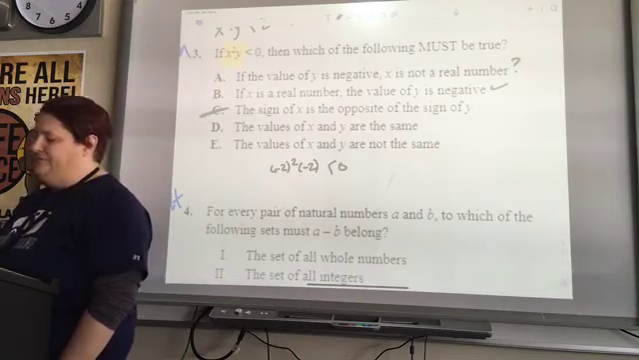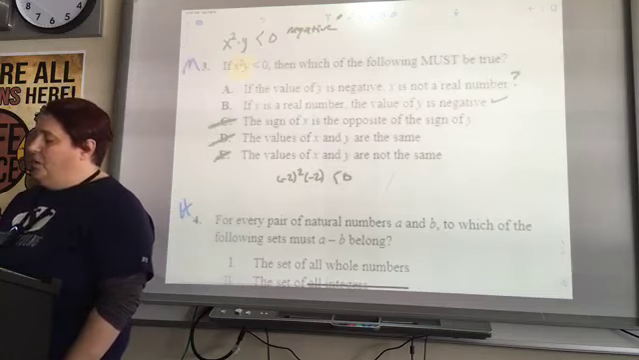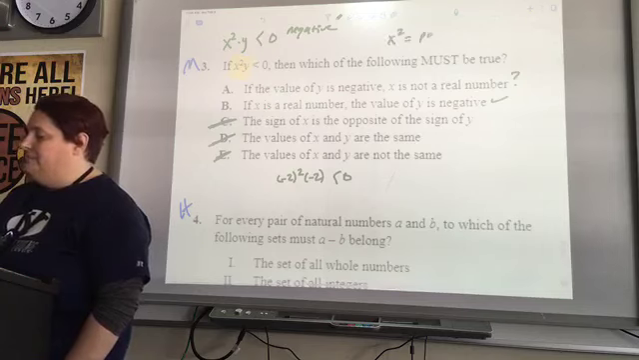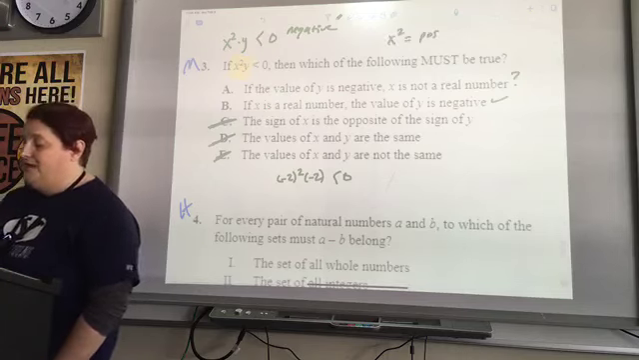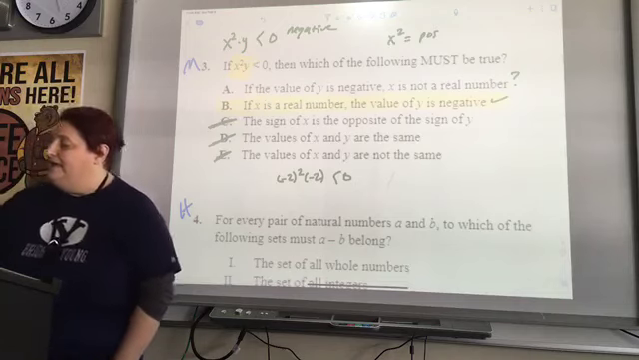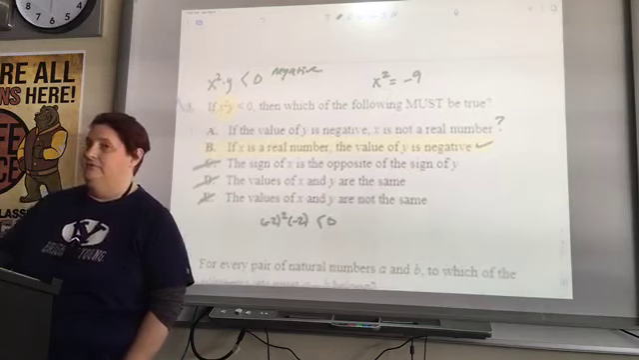Do x and y have to be the same? No. They could be the same; in that example, they were. So let's look at this real quick. Y is negative as long as x squared is positive, and for x squared to be positive, it has to be a real number. This is B. Now, can x squared ever be negative?